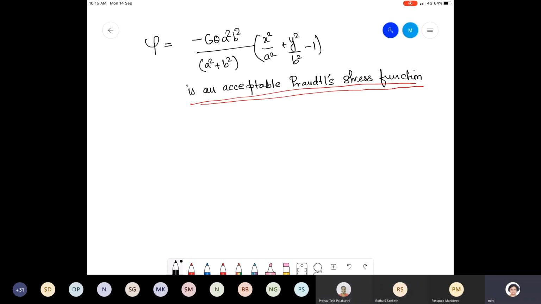So as I was saying, since the stress function phi is satisfying both the criteria, this is an acceptable stress function. Okay. So any questions here? Is this clear?